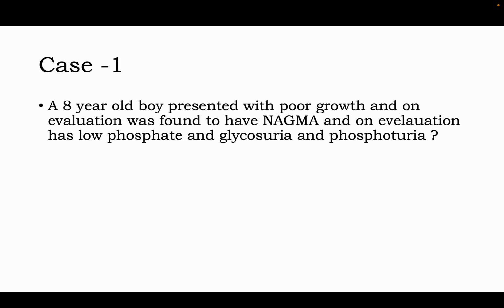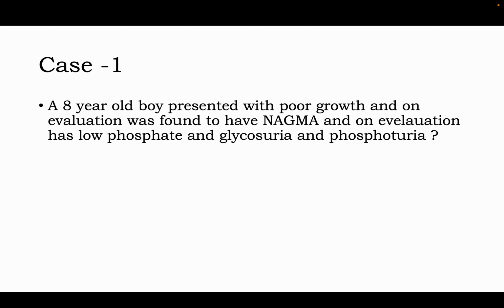So we'll go into the RTA, how they present, and what the different types of renal tubular acidosis are in today's topic. Actually there are three kinds of renal tubular acidosis. Basically there is proximal RTA, distal RTA, and type 4 RTA, which is hyperkalemic. So first we'll go on a case-based scenario.